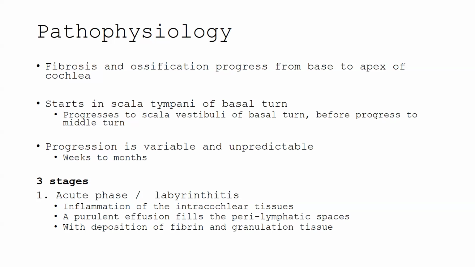Progression from inflammation to complete obliteration is variable, and you cannot predict if it will take just a few weeks to months, and in some reports even up to years to get to complete obliteration of the cochlea. This occurs in 3 phases. We have the acute or labyrinthitic phase, and this involves inflammation of the intracochlear tissues. Usually you'll have a purulent effusion that will fill the perilymphatic spaces. It will have deposition of fibrin and granulation tissue. This is common in acute conditions like otitis media, in meningitis, and even in trauma.